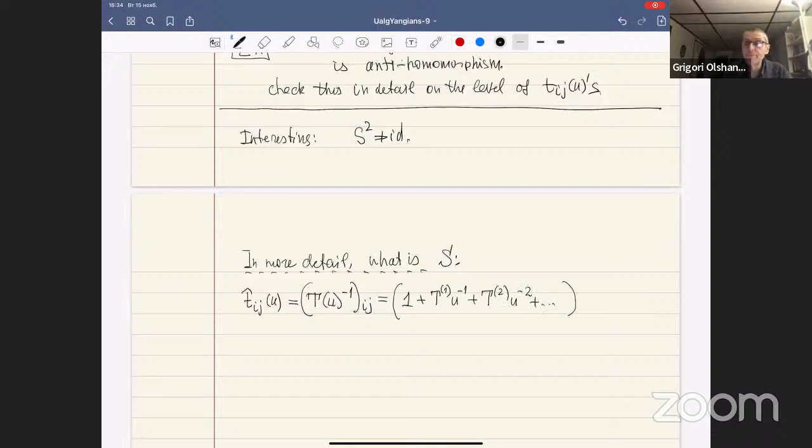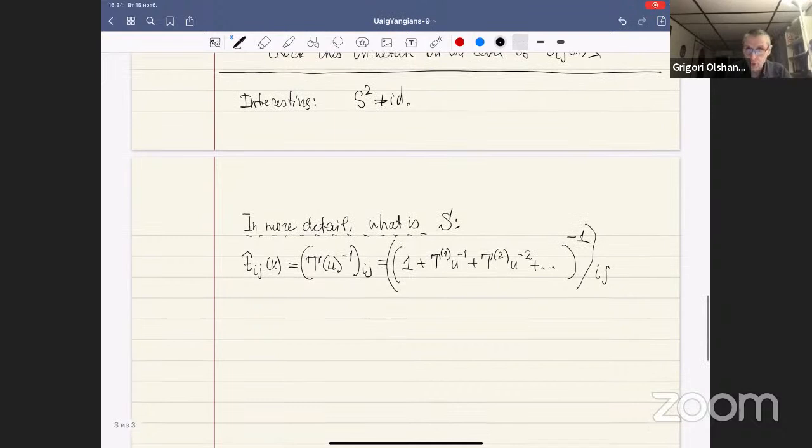So I want to expand our matrix as a matrix valued power series. The entries of this object are our Tij generators of the suitable degrees. So we take the inverse of this matrix, and after that we take, maybe more pedantically, the Ij entries.